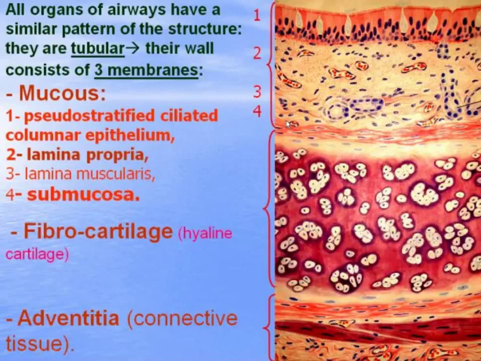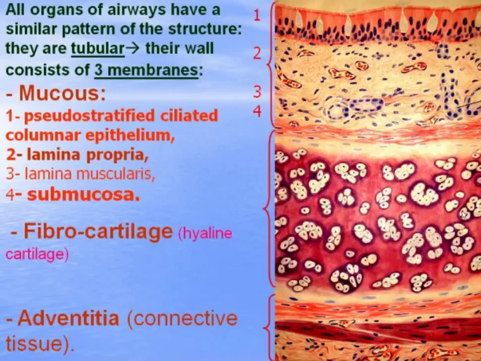Mucous membrane consists of four layers: pseudostratified ciliated columnar epithelium, the first layer, surface epithelium; underlying loose connective tissue, lamina propria; then lamina muscularis, not developed in the upper parts of airways; and submucosa, loose connective tissue where the mixed glands, secretory portions, are located.